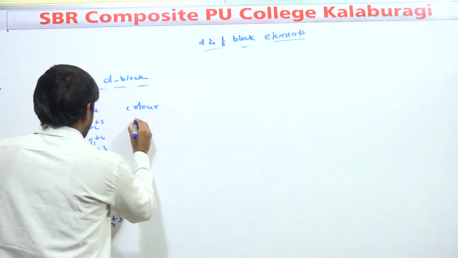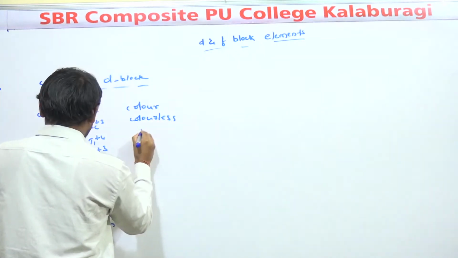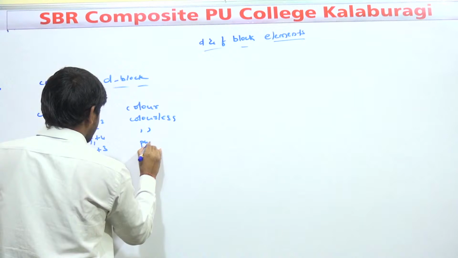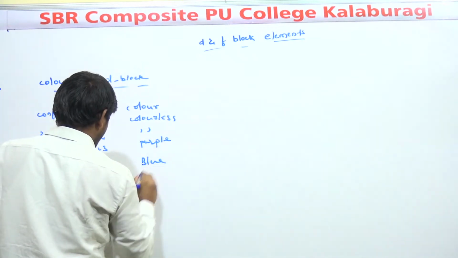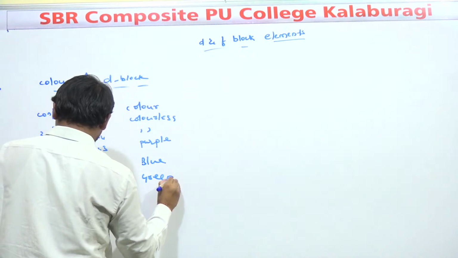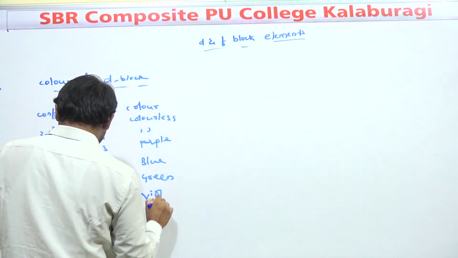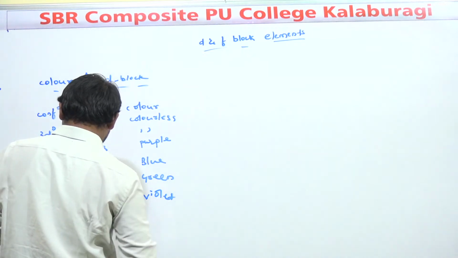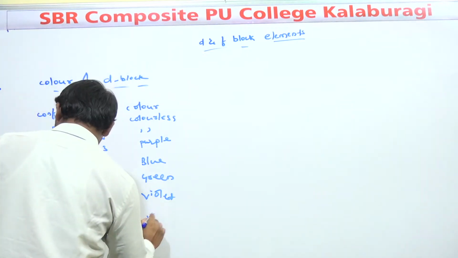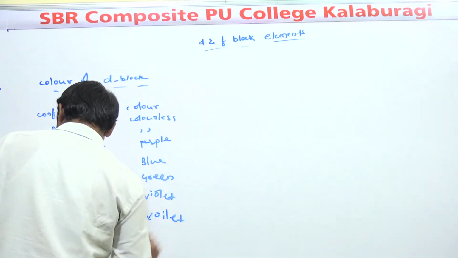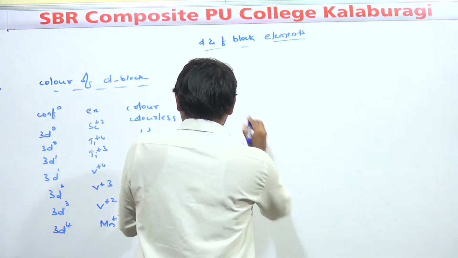The color of these chemicals is colorless, colorless, then comes purple, blue, green, violet. Right. Now here we have a few more examples.